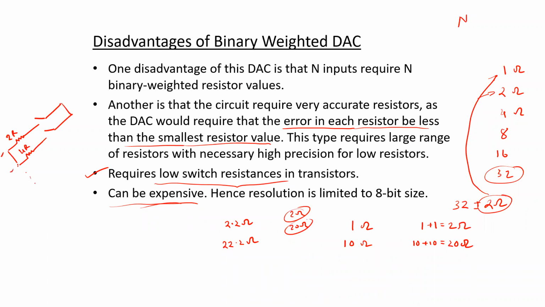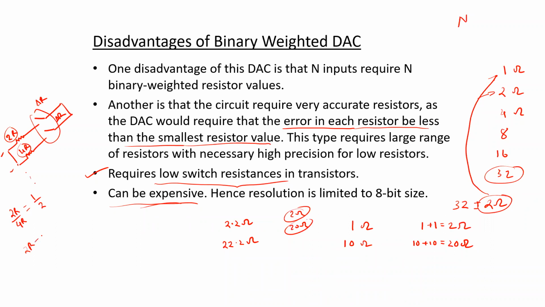Let me consider these two branches. Let's say the switch resistances are delta R and delta R. If we don't consider the values of these switch resistances, the ratio between these two resistances will give you 1:2.